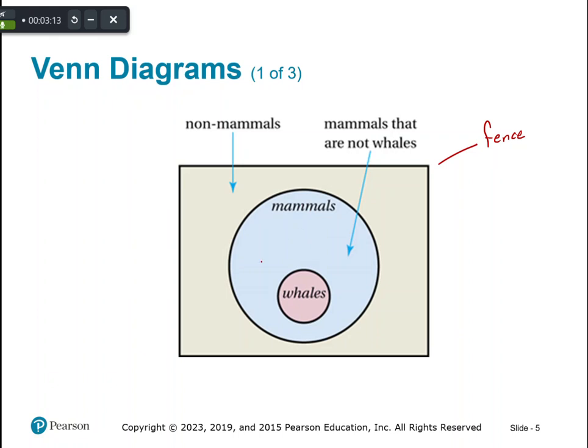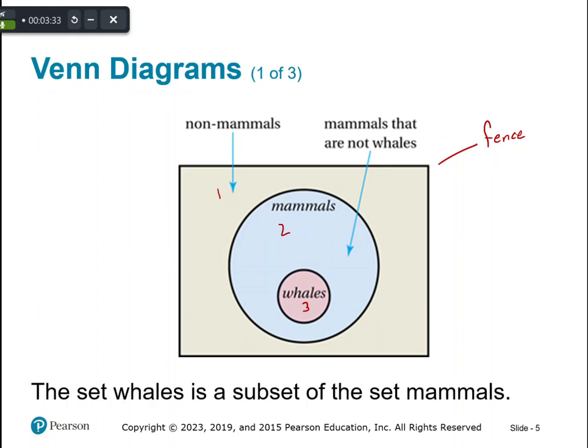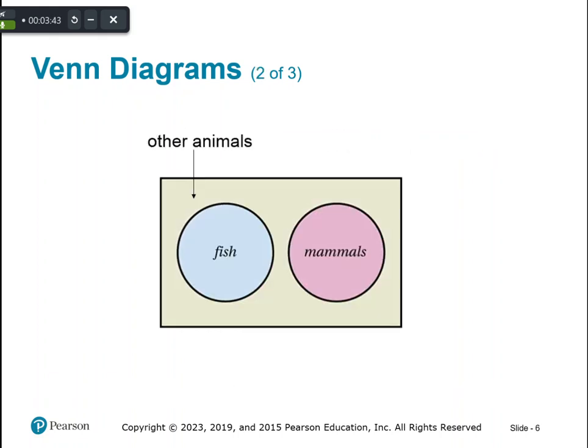Notice that the blue part that's outside of the whale circle, this is humans and dogs and whatever else, mammals that are not whales, all right? All mammals that are not whales. So every region has something different going on. We need to pay attention to all those regions based on how the sets interact. We say the set whales is a subset of the set mammals, and we can represent it visually, which is more helpful for some people, using Venn diagrams.